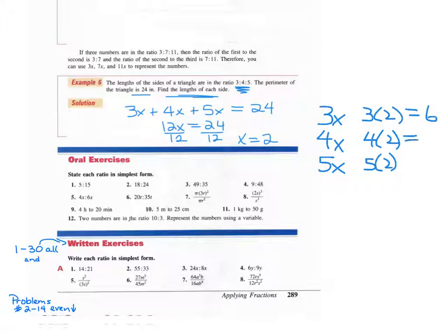So this would be 6, 8, and 10. And when I add those, just to double check, they do give me 24, which was the total perimeter.